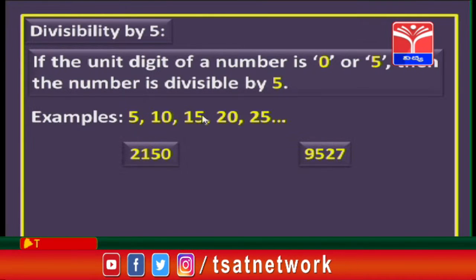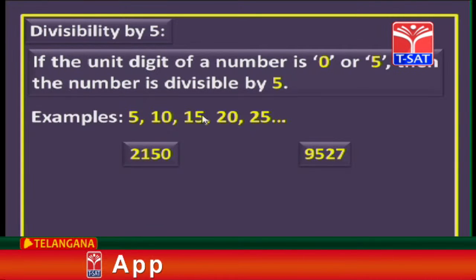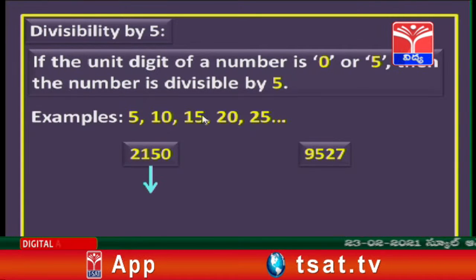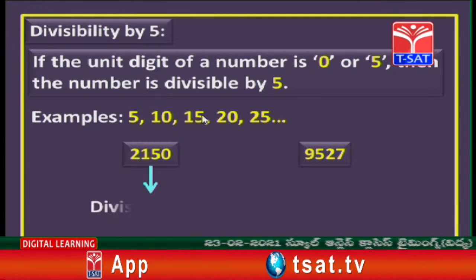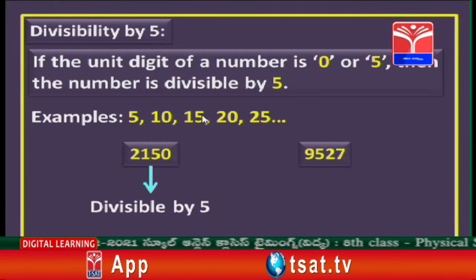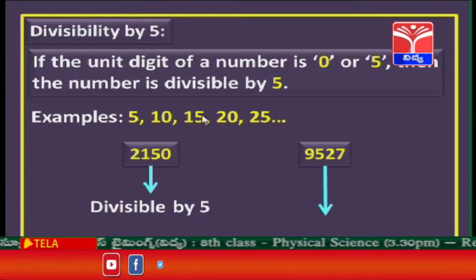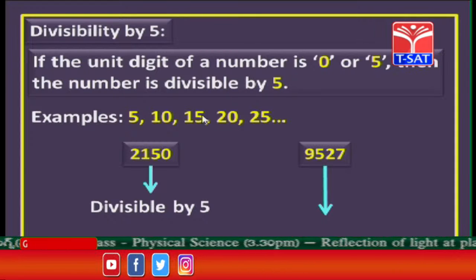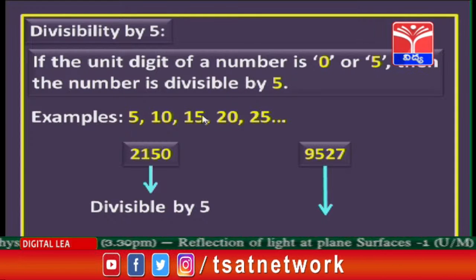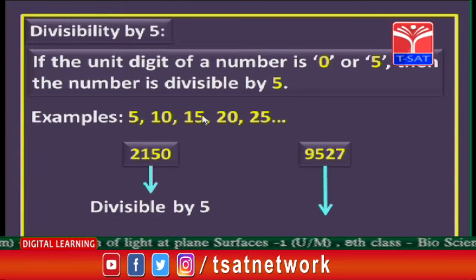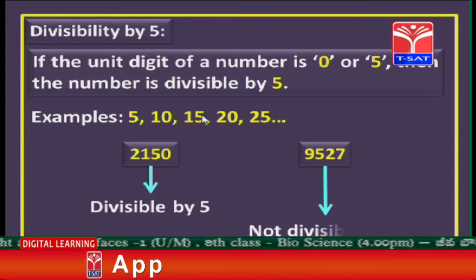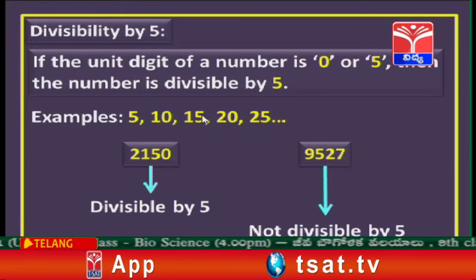Let us take two more examples here, 2150. In this case the unit digit is 0, hence it is divisible by 5. Whereas, if we consider the second number, 9527, here the unit digit is 7. So, it is neither 0 nor 5. So, I can say that this number is not divisible by 5.